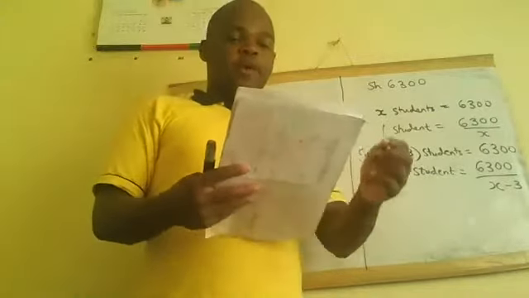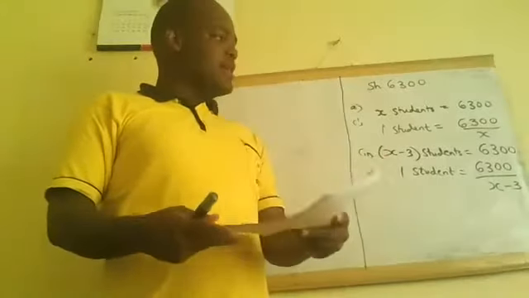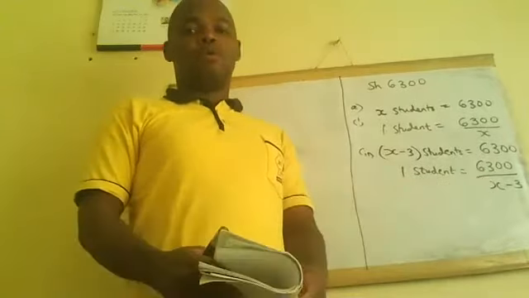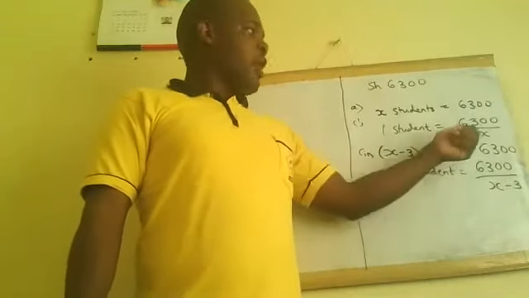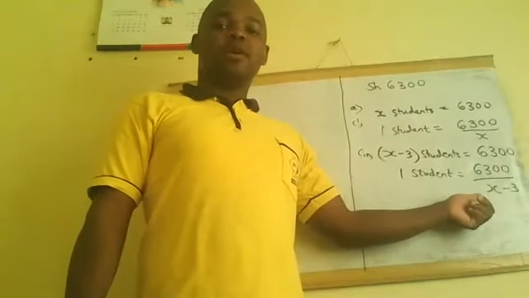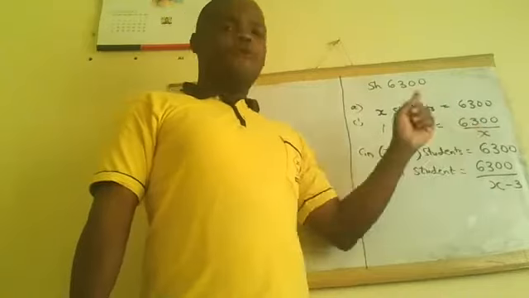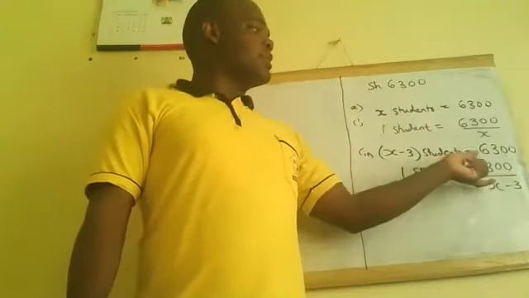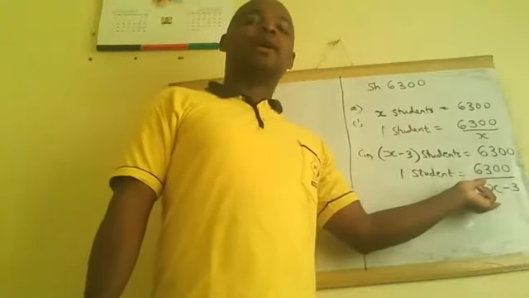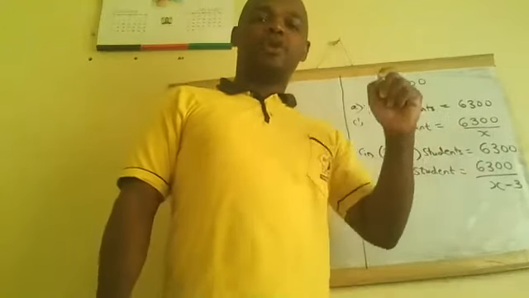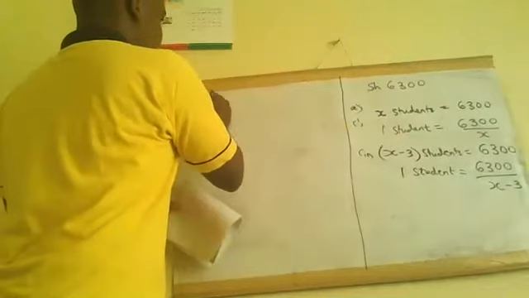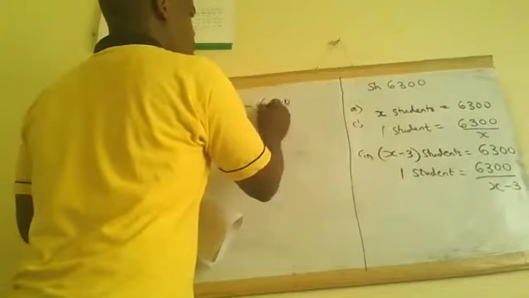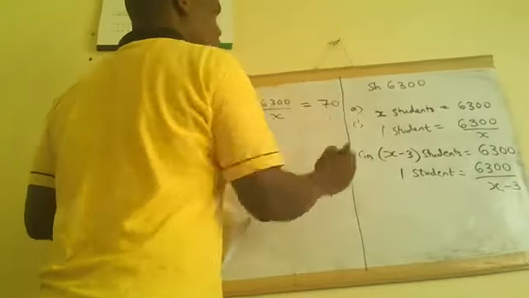You have been told they withdraw only for each of the remaining to pay 70 shillings more. So what you need to ask yourself is, between the first expression and the second expression, which one is bigger? If you divide a number by a small number, you get a bigger number. So 6300 over x minus 3 is actually greater than 6300 over x. So the equation will be 6300 over x minus 3 minus 6300 over x is equal to 70.